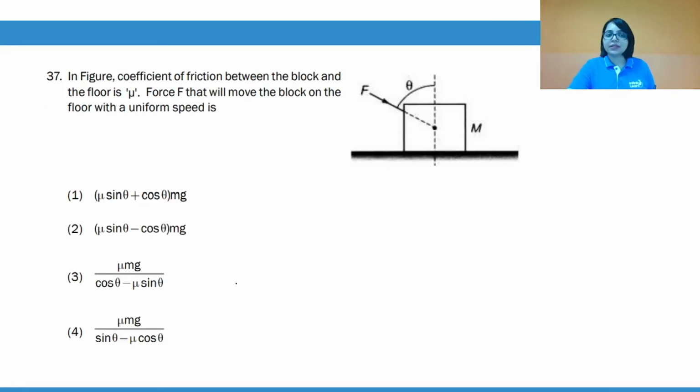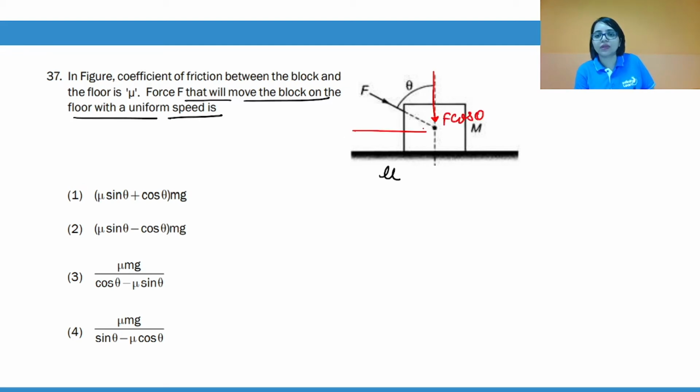Next is question number 37. Coefficient of friction between the block and the floor is mu. F that will move the block on the floor with a uniform speed is. So basically the object should move with constant speed, right? That means net force along the x-axis as well as the y-axis should be 0. So let's make the FBD. This component will be F cos theta. This component will be F sin theta. This is mg. Normal reaction will be upwards and friction will be in the backward direction.